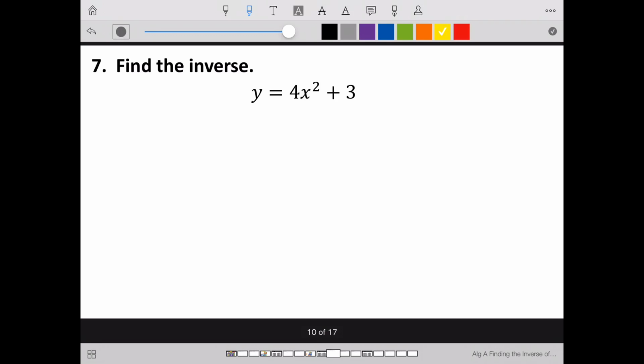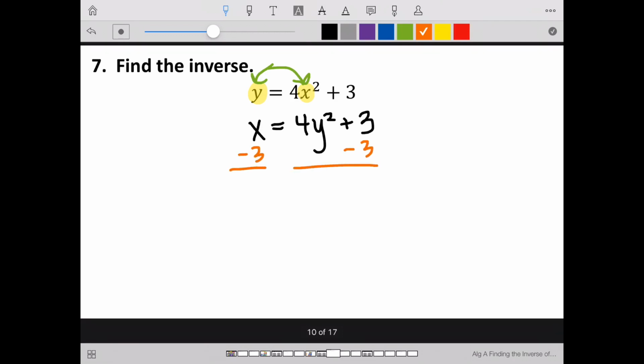So, first thing I do, find my x, find my y, and I'm going to switch them. So this becomes x equals 4y squared plus 3. And now we just need to get the y by itself. So I'm going to start by subtracting 3 from each side. And that makes x minus 3. And now I need to divide by 4.